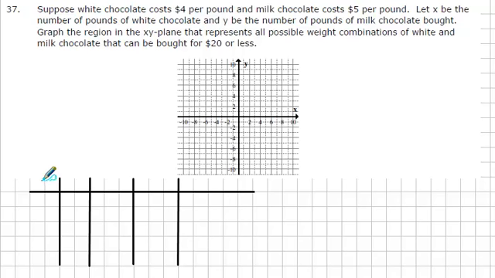Okay, so again, in the first column, we're going to put x, which is the number of pounds of white chocolate. In the second column, we're going to put y, the number of pounds of milk chocolate. In the third column, the cost of the white chocolate. In the fourth column, the cost of the milk chocolate. And then in the last column, we'll put the total cost.